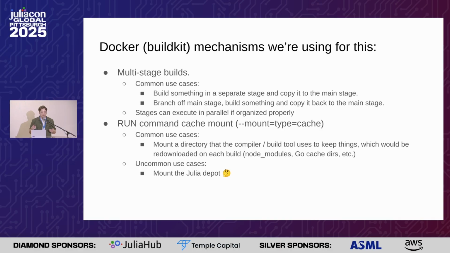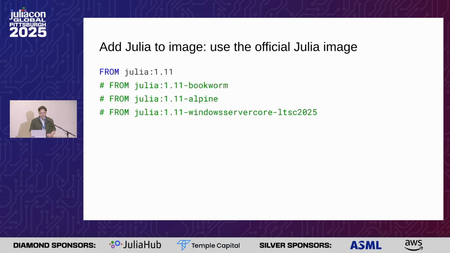So for the duration of that single command, a temporary volume will be attached under the target path. And those caches can be reused across many builds. So once you're done with this build, you can reuse it in another one. I will be keeping the Julia depot there, which is somewhat an uncommon use case.